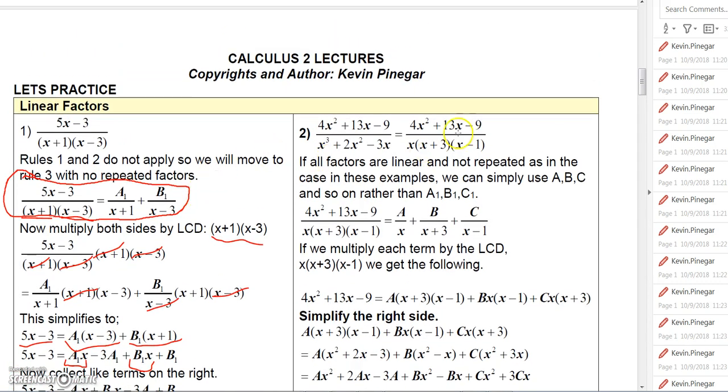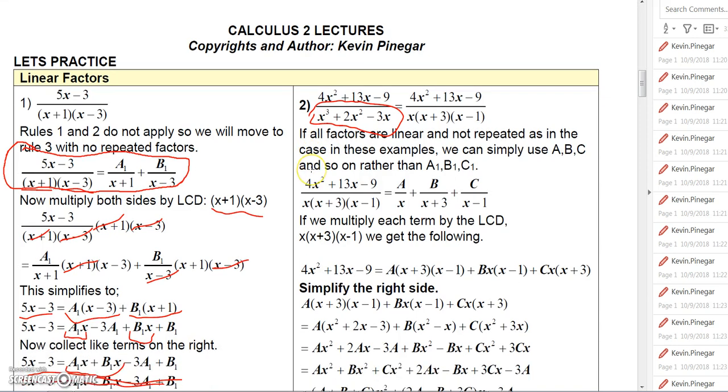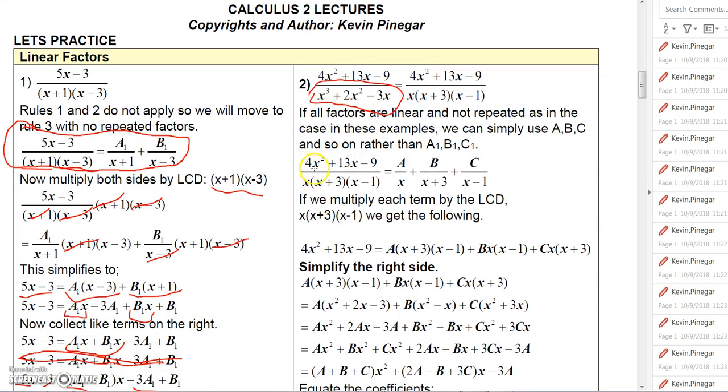Now, this is the same type of problem, but notice if I factor the denominator, it factors into 3 factors, x times (x + 3) times (x - 1). I'll leave you to do the factoring there. Since I have 3 factors, these are three linear factors, so I can write this as a over the first linear factor plus b over the second linear factor plus c over the third linear factor. So, I told you up here you can use a, b, and c rather than a1, b1, and c1.